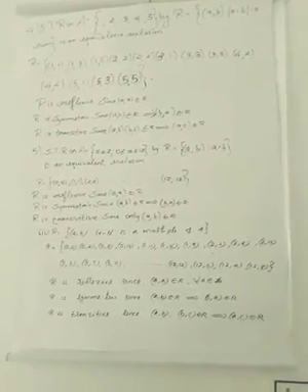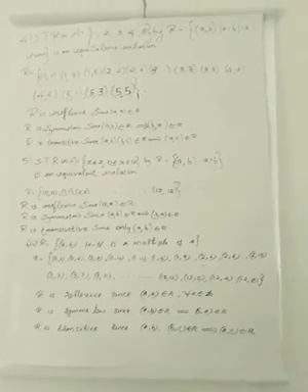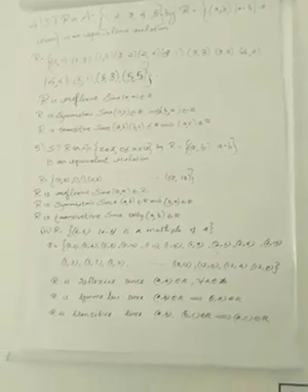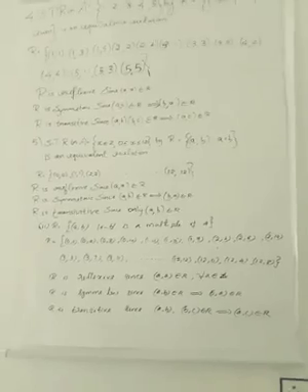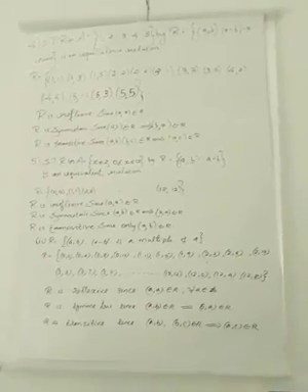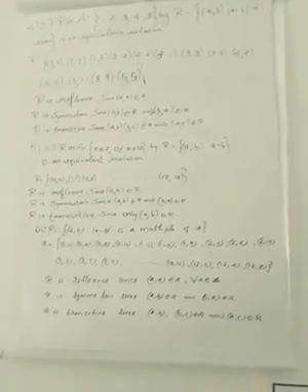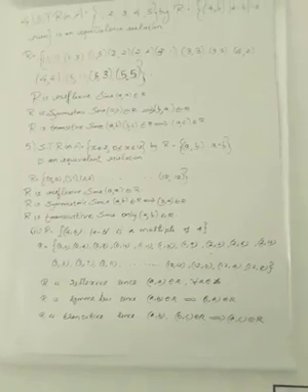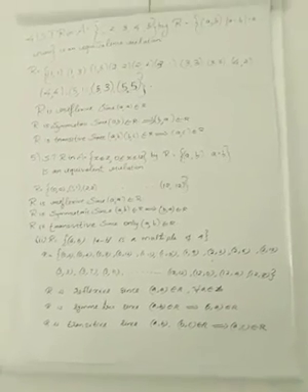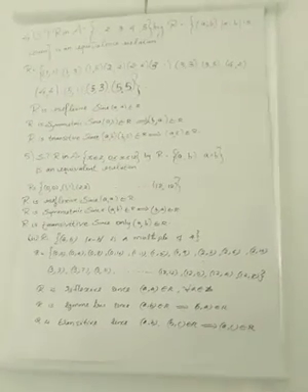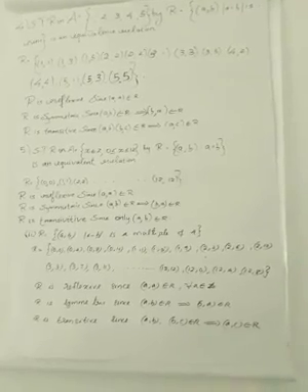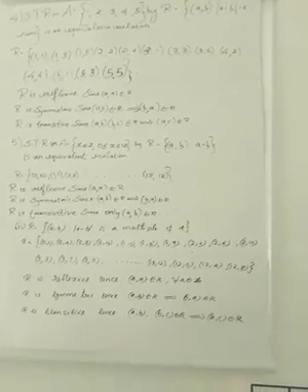The next question. Show that the relation R in the set A = {1, 2, 3, 4, 5} defined by R = {(a, b) : |a − b| is even} is an equivalence relation. Okay. And for checking its equivalency, we can first write the relation in roster form.